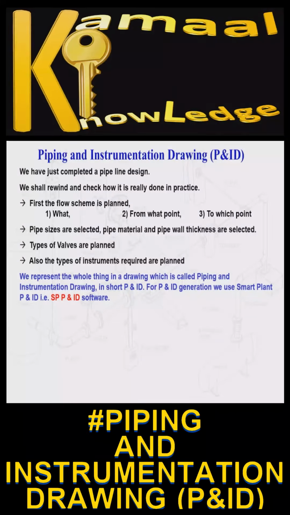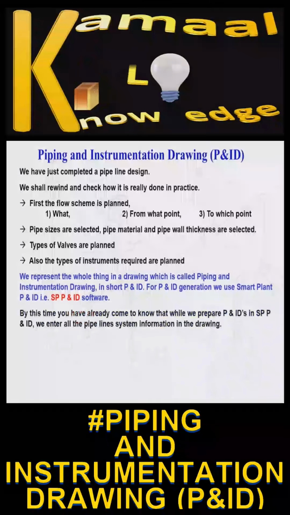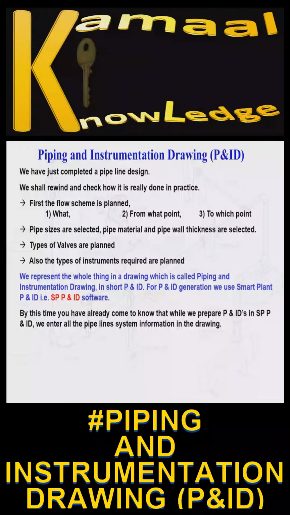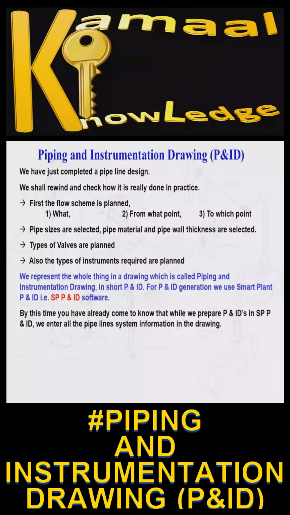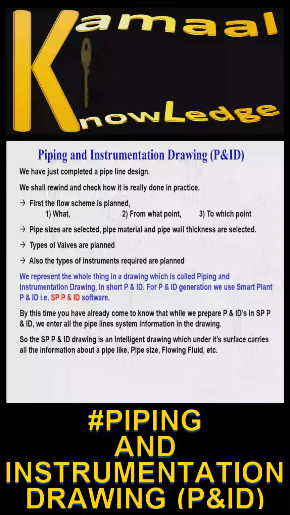For P&ID generation we use Smart Plant P&ID, that is SPP&ID software. By this time you have already come to know that, while we prepare P&IDs in SPP&ID, we enter all the pipeline system information in the drawing. So the SPP&ID drawing is an intelligent drawing which under its surface carries all the information about a pipe, like pipe size, flowing fluid, etc.